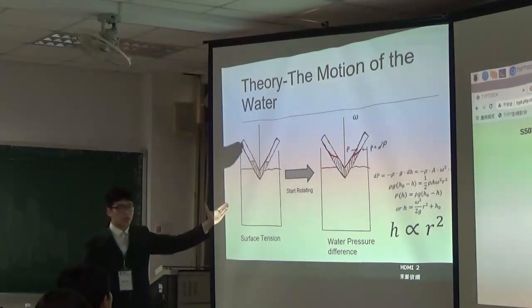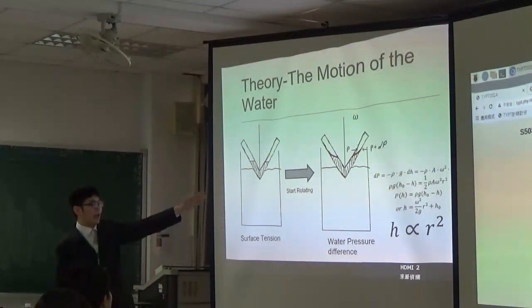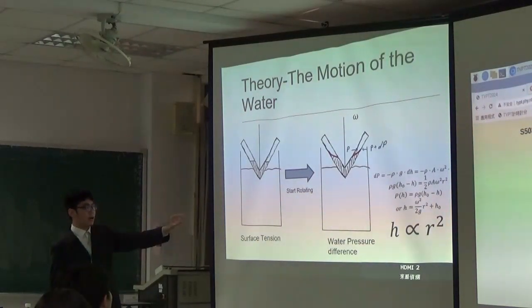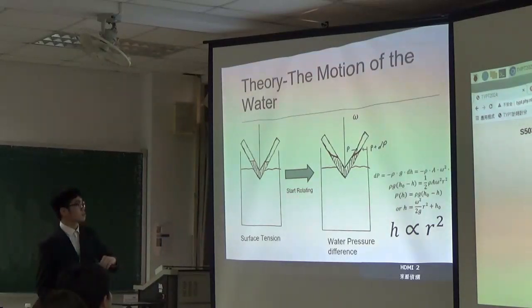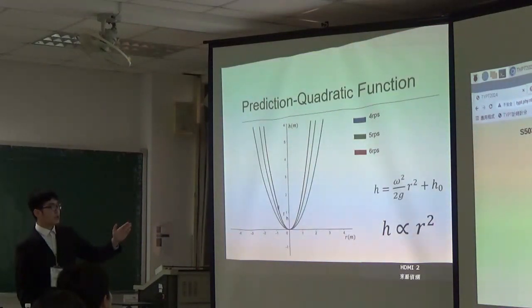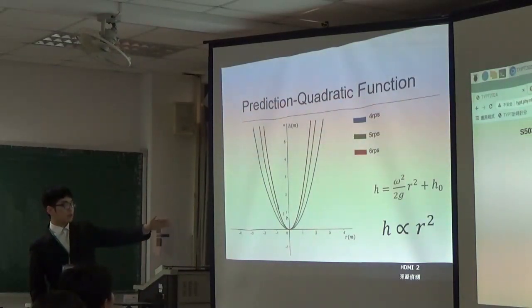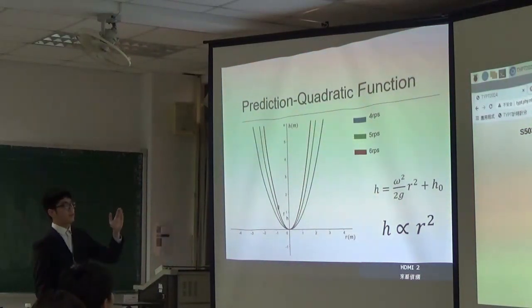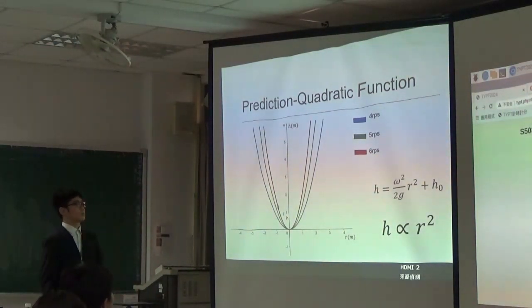After some calculation, we can get the relation between h and r, which is that the height of the water will be proportional to the square of the radius. So this is my prediction. The relation between the height and the radius will be a projective function. And if the rotating speed is smaller, the shape will decay faster.